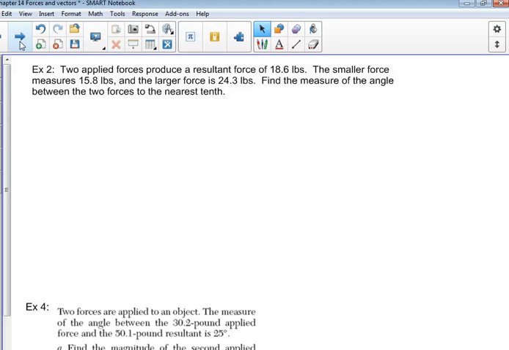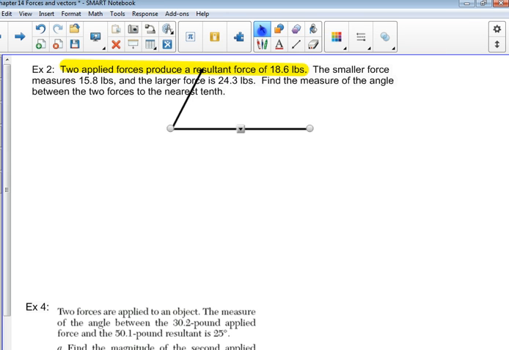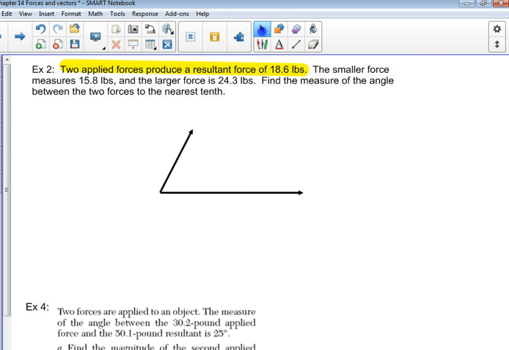2 applied forces produce a resultant force of 18.6 pounds. All right. So again, I'm not going to overread anything. I got 2 forces. They produce a resultant of 18.6. So just from that one part alone, you already know that. So it's set up a little bit differently. That's why it really depends whether you're going to use law of sines or law of cosines based on what they actually give you.